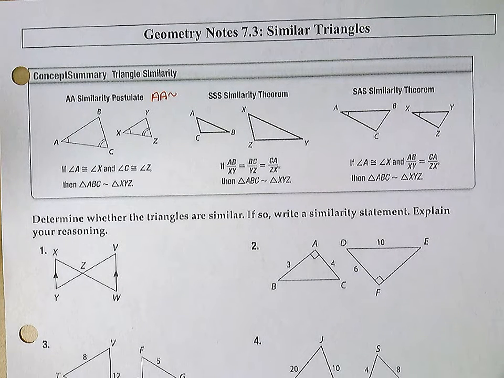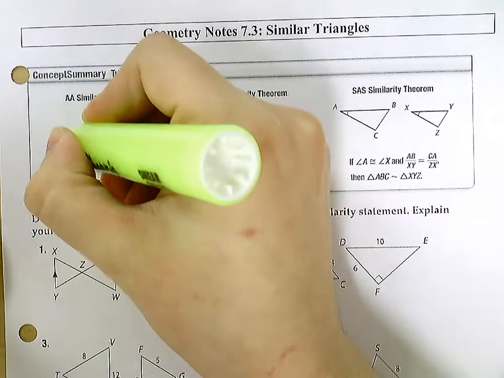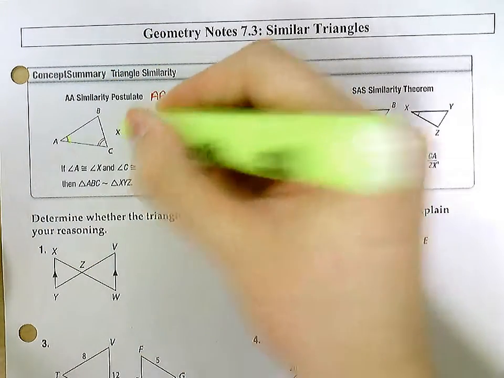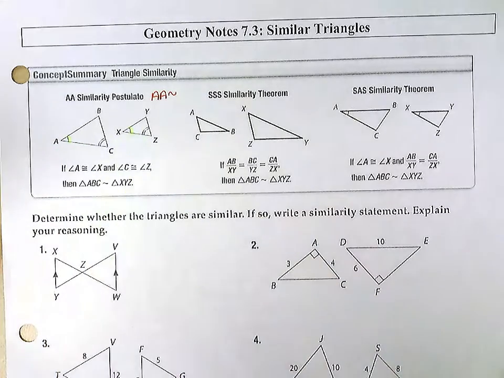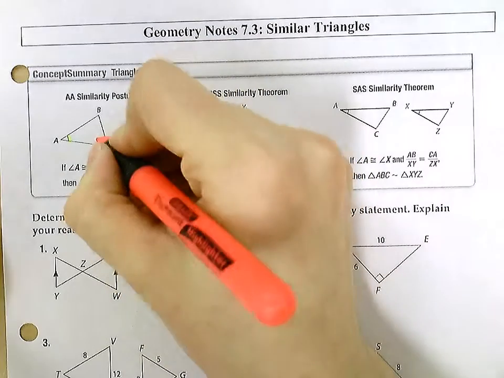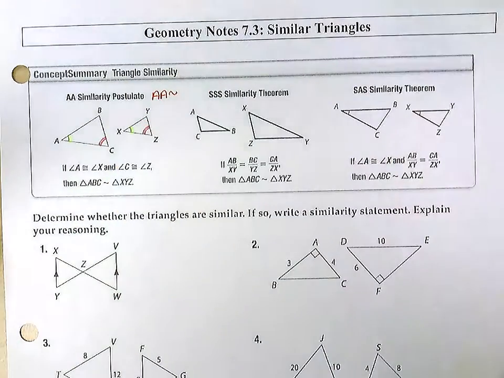Okay, so angle-angle similarity, we write as AA with the similarity symbol. In order to prove that your 2 triangles are similar, you need to have 2 pairs of corresponding angles congruent. So angle A and angle X are congruent in this first one, and angle C and angle Z are congruent. If you have that, then you can say the 2 triangles are similar by angle-angle similarity.